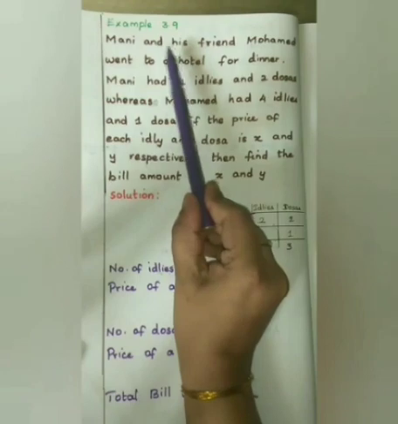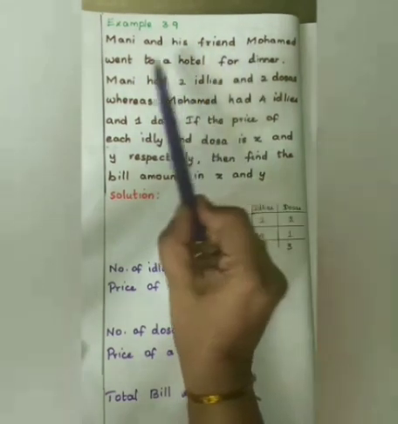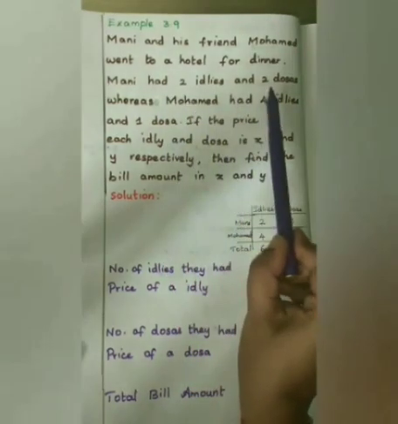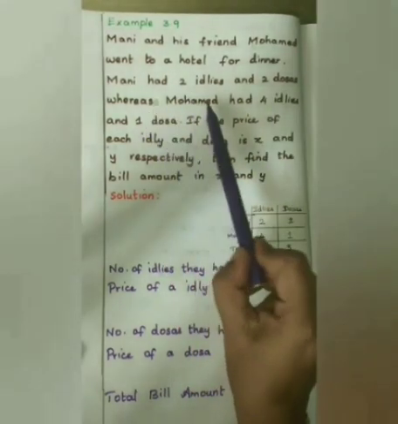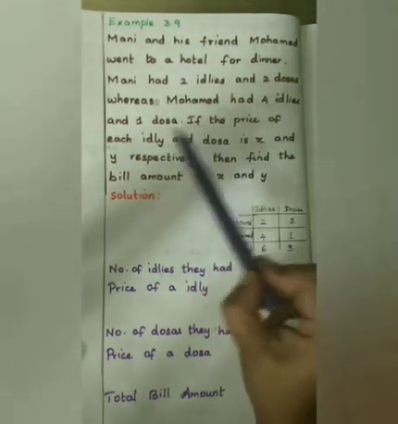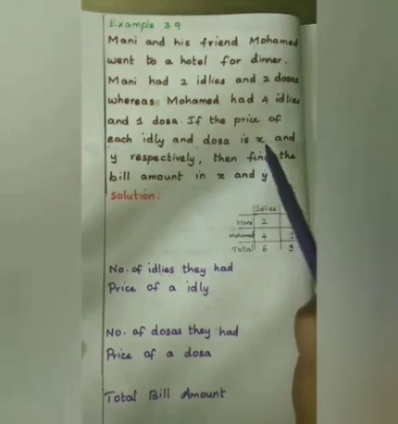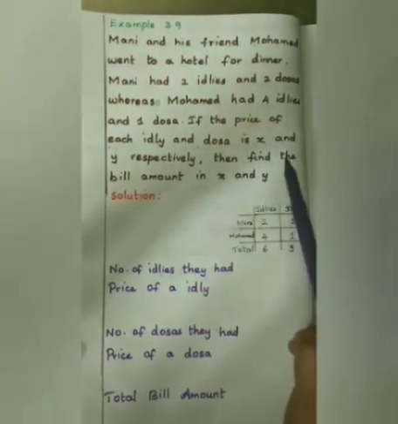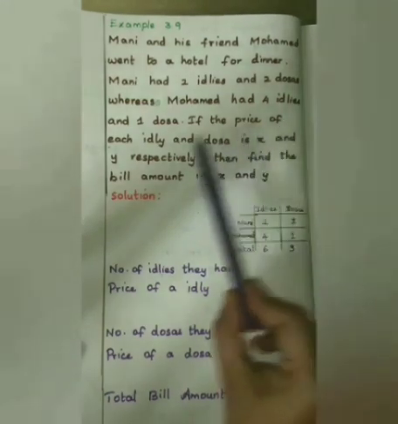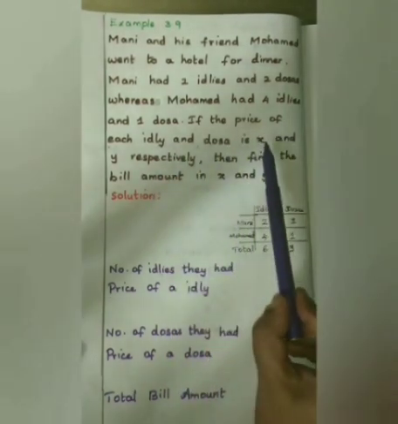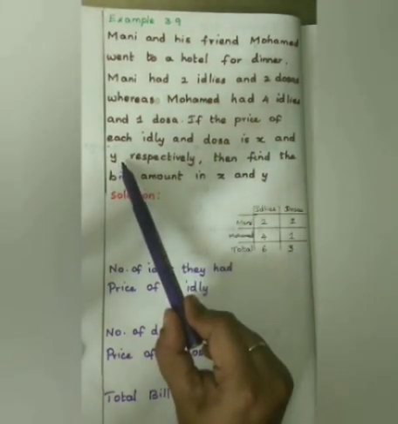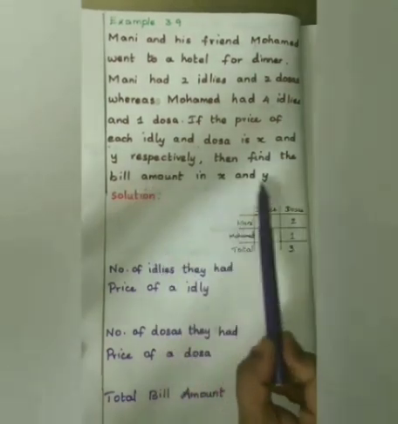Example 3.9. Mani and his friend Mohammed went to a hotel for dinner. Mani had 2 idlis and 2 dosas, whereas Mohammed had 4 idlis and 1 dosa. If the price of each idli and dosa is x and y respectively, then find the bill amount in x and y. Here the price of idli and dosa is given in terms of variables, that is x and y. We are asked to find the bill amount in x and y.